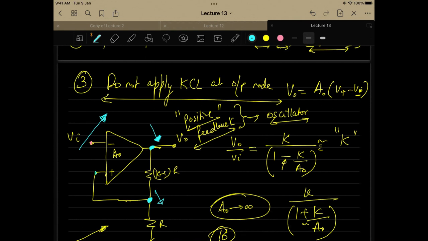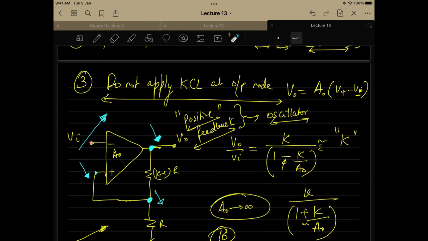What can you say about this potential? Will it go up or down? Down. So if it goes down, will it go more down or not? This one now, because this is also going down. Will it go more down? Because it's a non-inverting terminal, right?